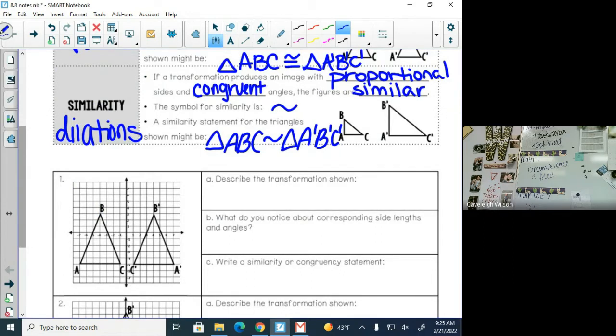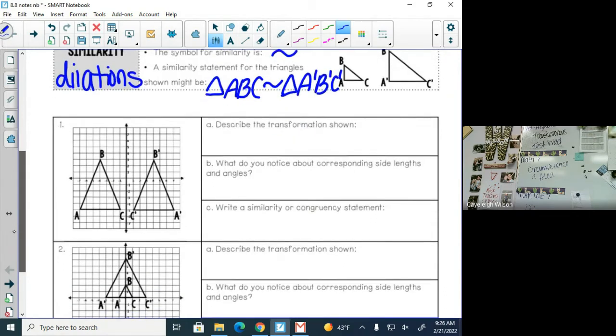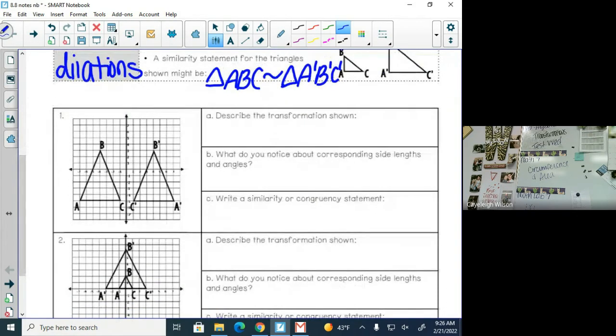So these two questions down here say describe the transformation that was happening in the shape. What do you notice about corresponding lengths and angles? So are they still congruent or are they just similar? And how would you write your similarity or congruent statement? So looking at these two figures on number 1, would you say it went up, down, left, right, a rotation, a reflection, or a dilation?